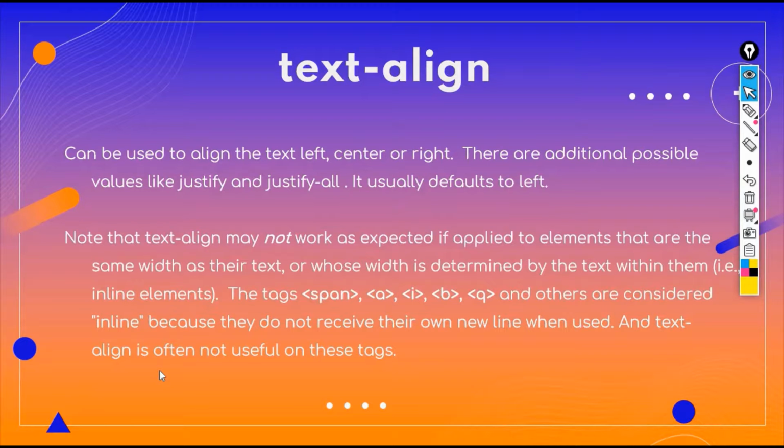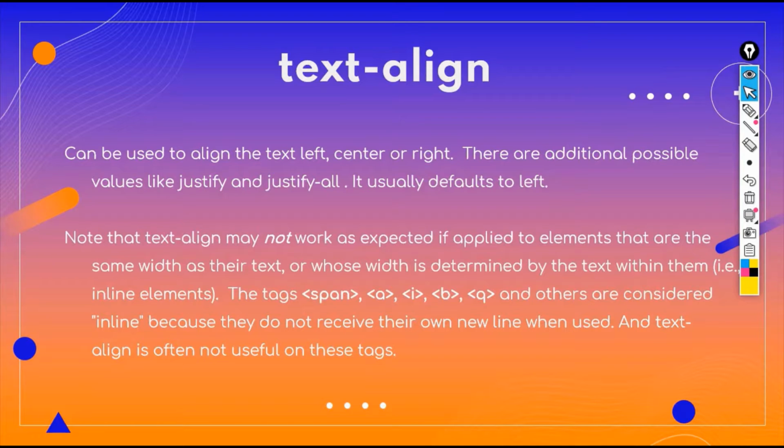If you are familiar with a text editor like Microsoft Word, you will be familiar with this property. The text-align property can be used to align the text left, center, or right. There are additional possible values like justify and justify-all. It usually defaults to left. However, remember that you shouldn't use text-align unnecessarily.